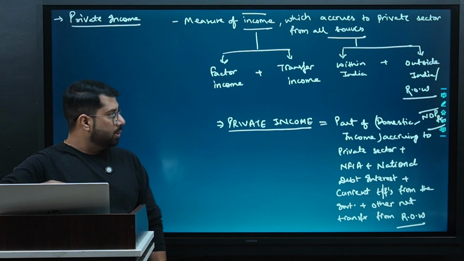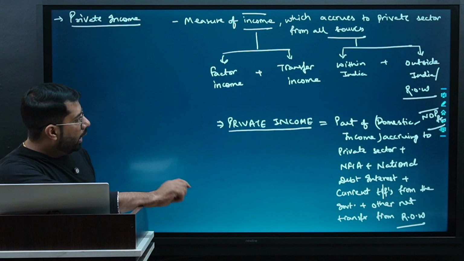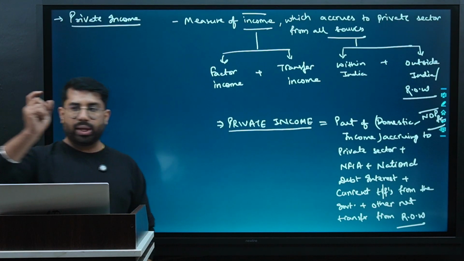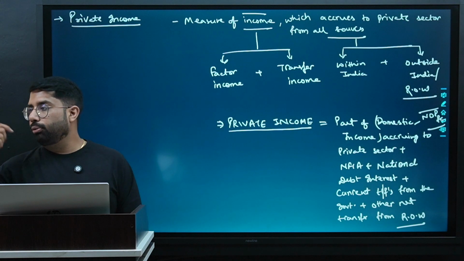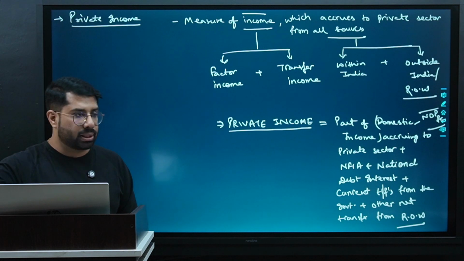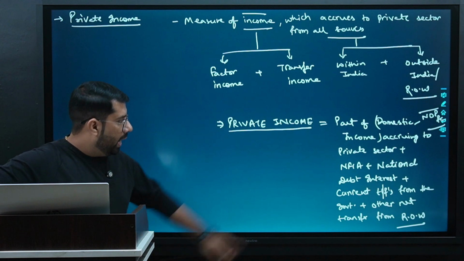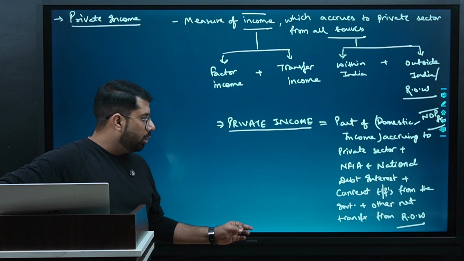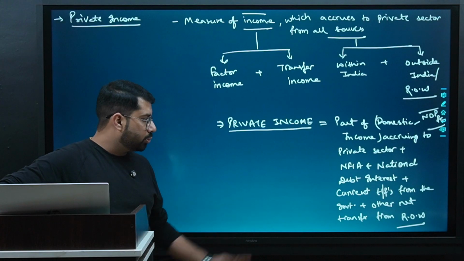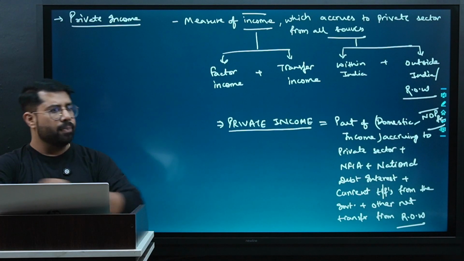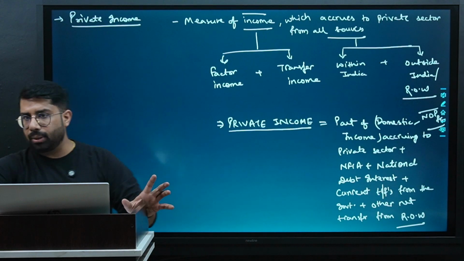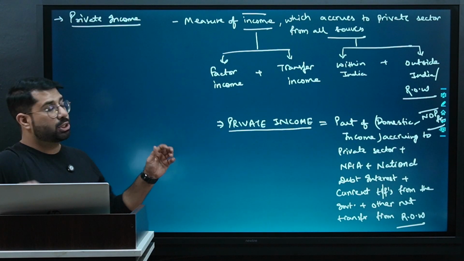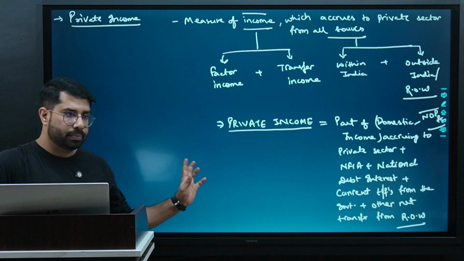Okay, I'll repeat. Part of domestic income accruing to private sector, that is domestic income is NDPFC. It means you will take that part of NDPFC which is accrued to the private sector, plus NFIA, then national debt interest, then current transfers from the government and other net transfers from rest of the world. Okay, this is a simple formula for private income. You need no explanation on this, guys, right? And I expect very least question from this part.